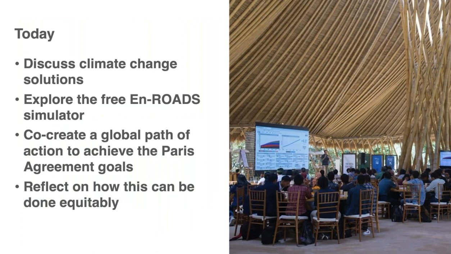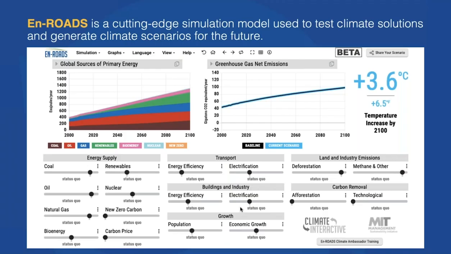So what we're going to be doing today is discussing climate change solutions, and we're going to be using this free interactive tool that we at Climate Interactive have developed with the MIT Sloan Sustainability Initiative. With this tool, in this hour-long-ish webinar, we will co-create a global path of action to achieve the Paris Agreement goals. A critical component of this will be to also prompt and discuss some of the ways in which this could be done equitably.